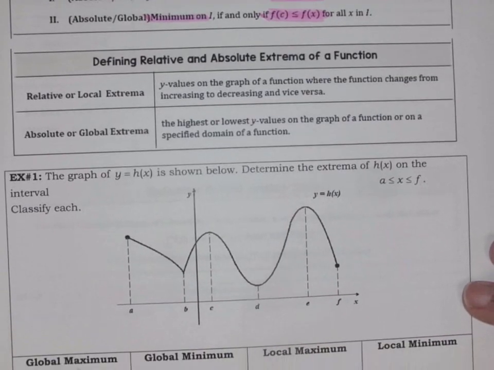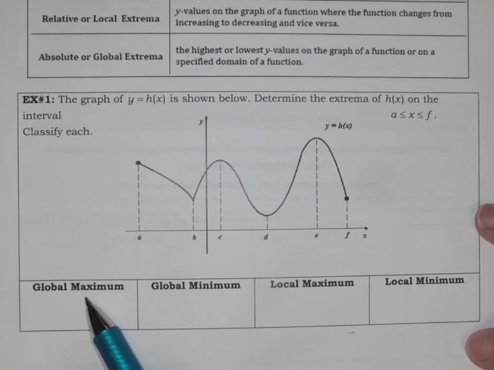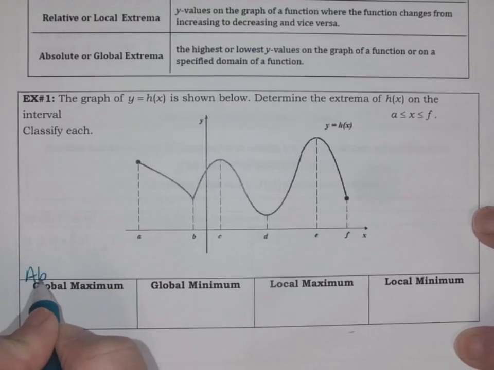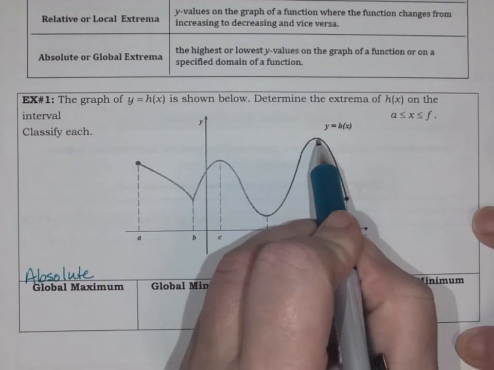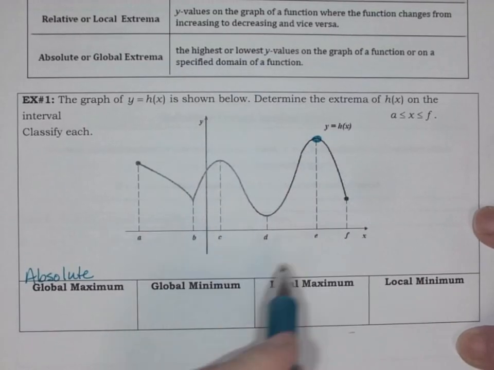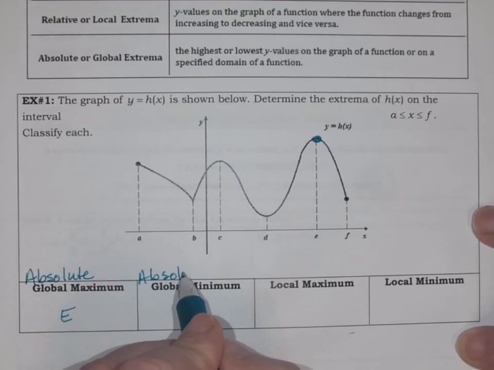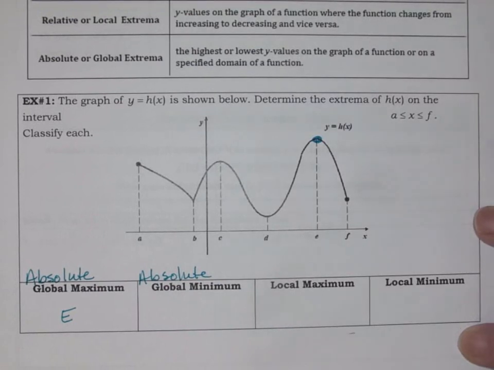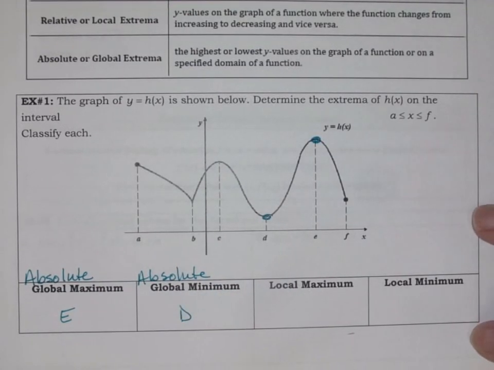So let's look at global maximums. The global maximum is the highest of all the max points on there. We can also call it the absolute maximum. So the highest point of the entire graph is here at E. The global minimum or absolute minimum is going to be the lowest of the low points on the graph, which looks like it's right here at D.